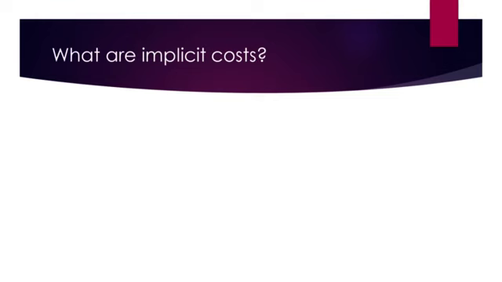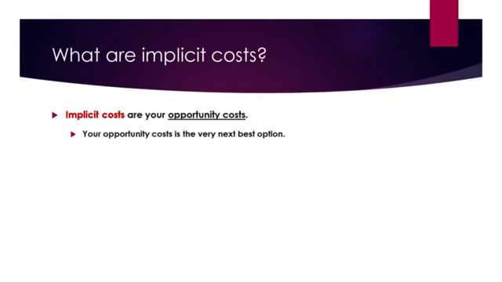We then have to talk about what economists call implicit costs. So we have explicit costs and we have implicit costs. Our implicit costs are our opportunity costs. And remember, we've been talking in economics that all decisions have an opportunity cost. Well, your opportunity cost in this case is going to be the very next best option, that thing that you could have done. So perhaps you would have been in a different line of work. Well, that very next best option, that's your opportunity cost.